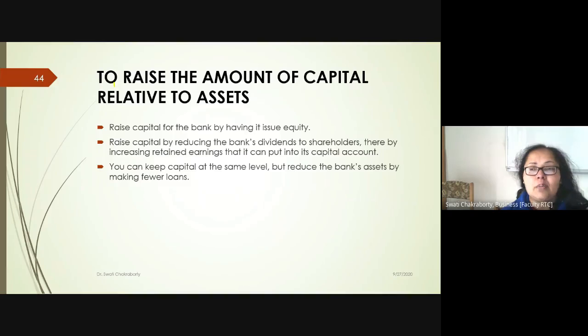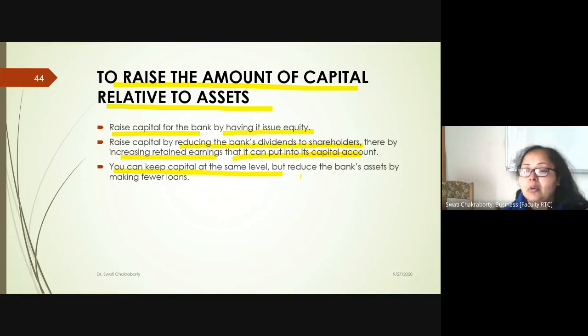To raise the amount of capital relative to assets, what has to be done? Raise capital for the bank by having it issue equity, or by reducing the bank's dividends to shareholders, which would help in increasing the retained earnings. Then it can put that into its capital account. And the third way is to keep the capital at the same level but reduce the bank's assets by making fewer loans. It's just the opposite of when you reduce the amount of capital.